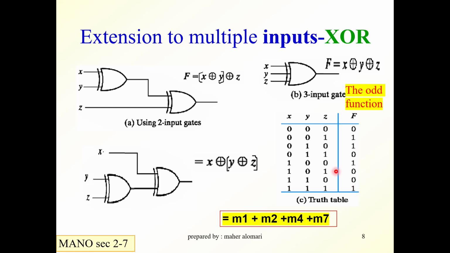Remember that we said that the exclusive OR is the odd function. Look at the output here. It is equal to 1. The number of ones here at the input is odd. It's equal to 1 here at the output. The number of ones here is odd. Here, the number of ones is odd. Here, we have 3 ones, which is an odd number. So the output is equal to 1. That's why it's called the odd function.